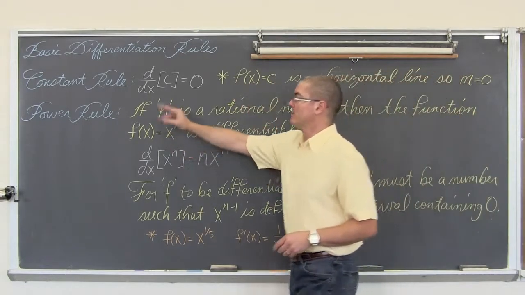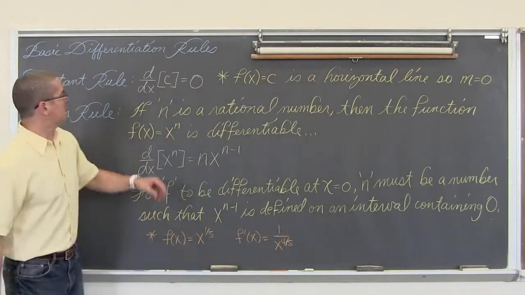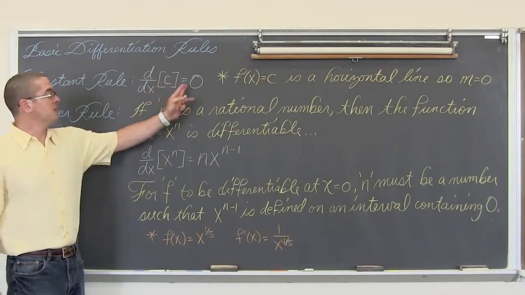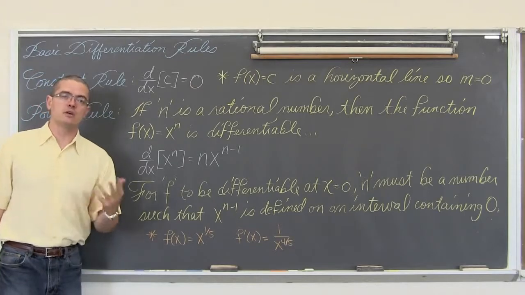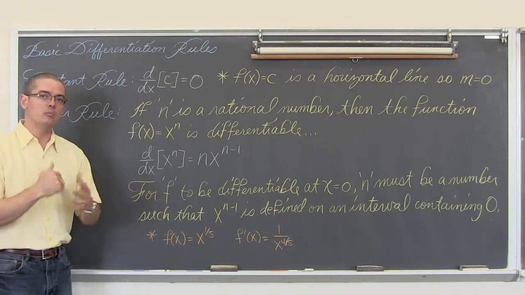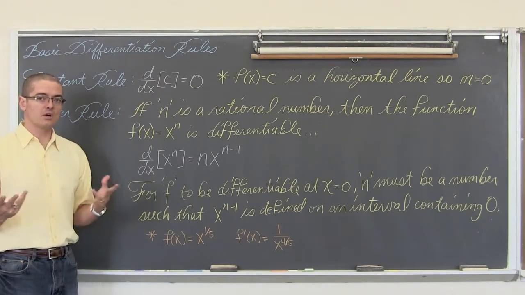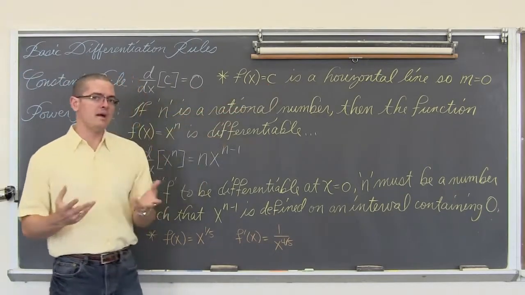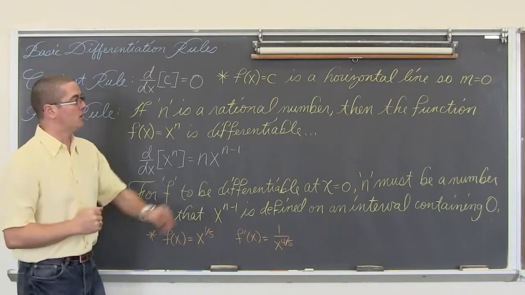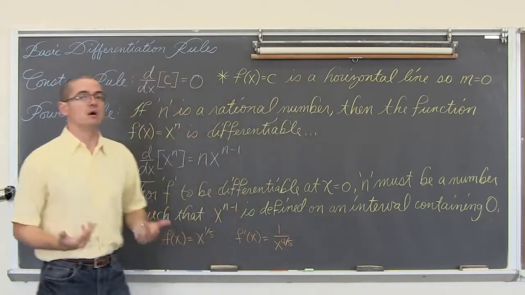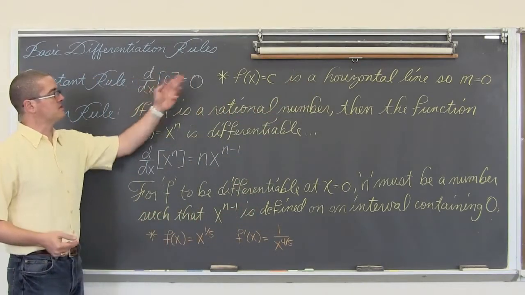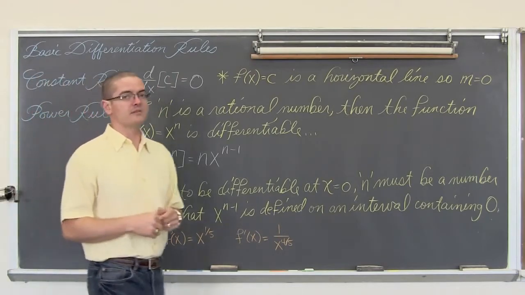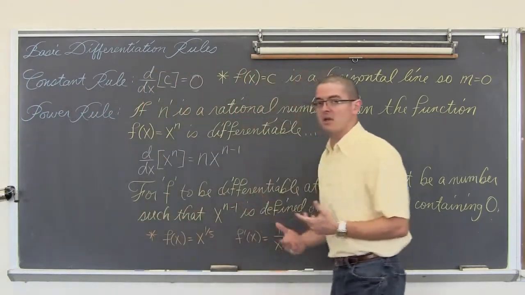The constant rule. The derivative with respect to x of a constant c is equal to 0. Let's not forget the derivative gives us the slope of a curve or a linear function for that matter. And f of x equals c, like y equals 4, is a horizontal line. Horizontal lines have a slope of 0. So the derivative of a constant is equal to 0, because derivatives are basically slope.